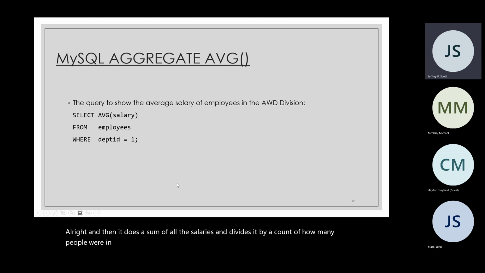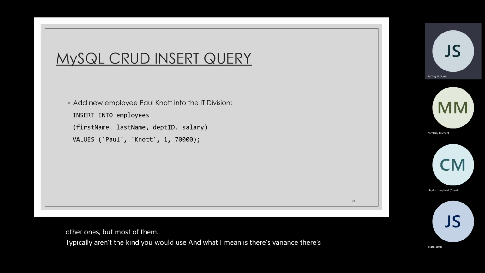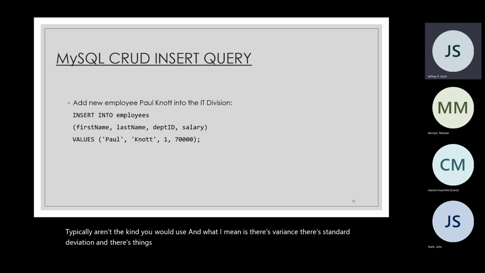Now, there are other ones that you can use in here, just so you know, but most of them typically aren't the kind you would use. What I mean is there's variance, there's standard deviation, and things that you might use if you were writing a completely scientific realm program that we usually wouldn't do.